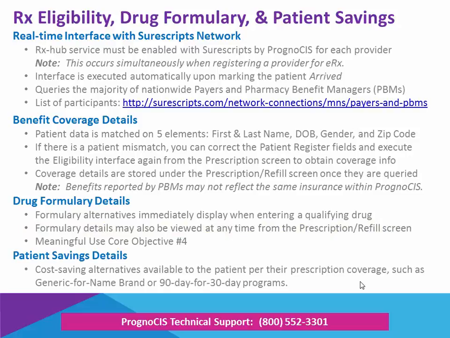And then finally, the patient savings details is another benefit of the prescription eligibility program in matters of cost-saving alternatives. Two primary programs are if you are prescribing a name brand, but there's a generic equivalent available at a lower cost, or if a 30-day long-term prescription is available at a lower cost in 90-day intervals. The screen will display this information as well so that you can adjust the prescription accordingly for your patient.